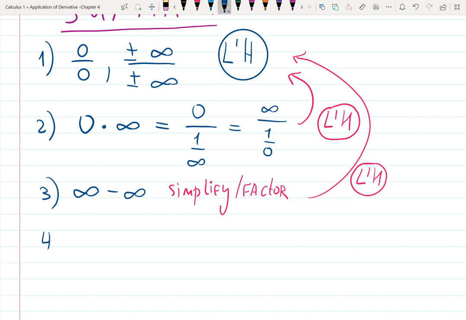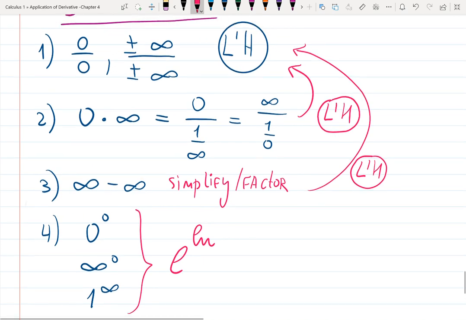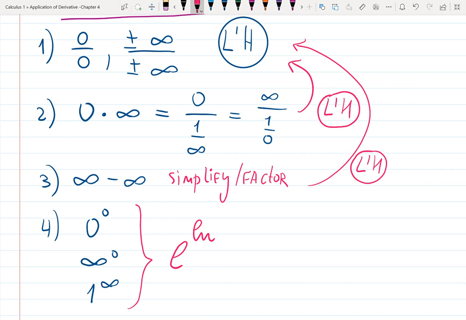Case 4 was 0 to the 0, infinity to the 0, and 1 to infinity cases. In all of those cases, you use log. Basically, you need to do e to the natural log of the limit you're working with. And then it takes you to one of the cases we had before, usually either case number 2 or case number 1, just like you saw today in the examples.